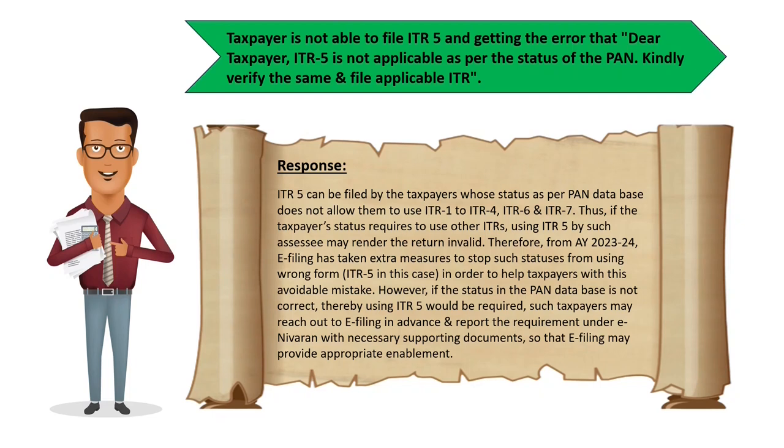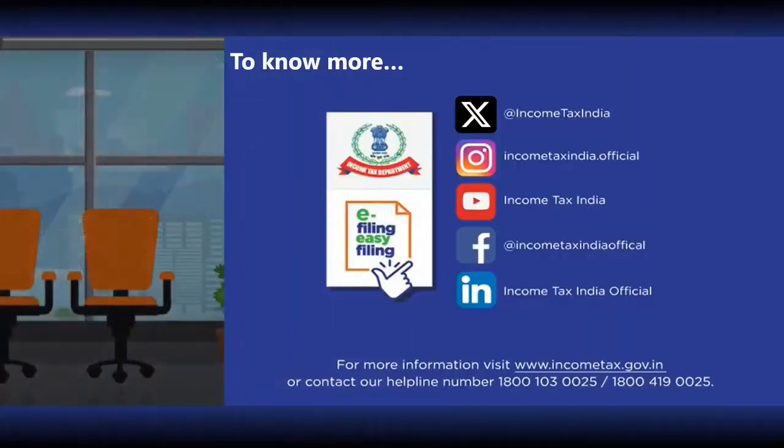Thus, if the taxpayer status requires to use other ITRs, using ITR5 by such an assessee may render the return invalid. Therefore, from assessment year 23-24, e-filing has taken extra measures to stop such statuses from using the wrong form, that is ITR5 in this case, in order to help taxpayers with this avoidable mistake. However, if the status in the PAN database is not correct, thereby making ITR5 necessary, such taxpayers may reach out to e-filing in advance and report the requirement under e-Nivaran with necessary supporting documents so that e-filing may provide appropriate enablement. Filing of ITR5 is very easy.